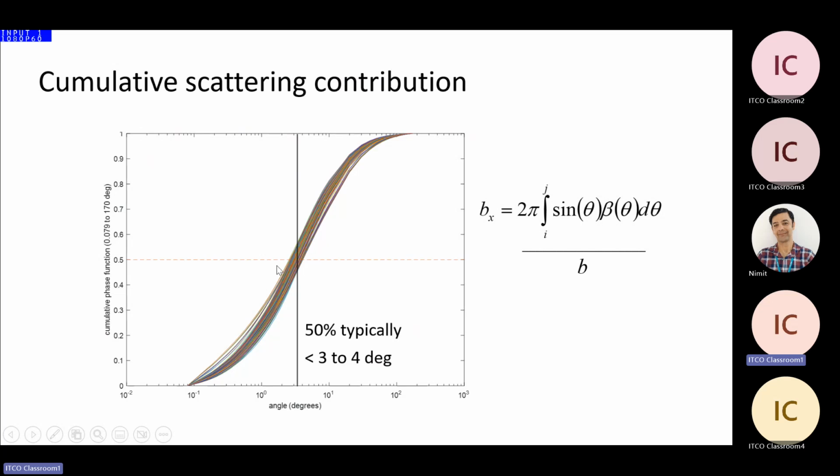But this shows you that at 50%, you're typically around 3 to 4 degrees. So about 50% of the total scattering, of total B, is in that first few angles. It's really important to understand just how much scattering magnitude you have in those forward angles. If you guys have any questions at any time, please don't hesitate to ask.